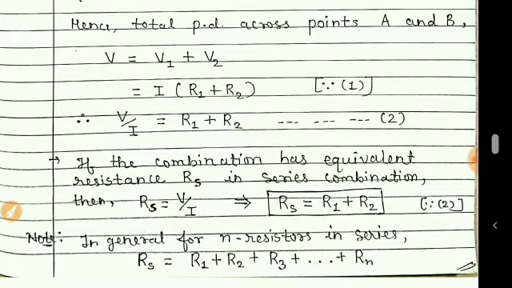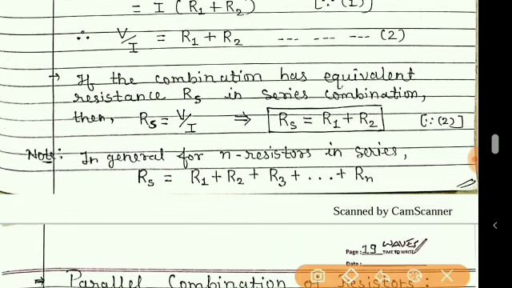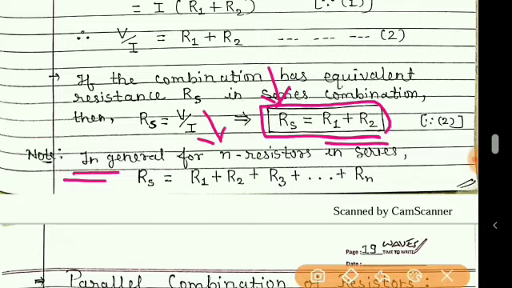So this is the formula for two resistors connected in series, and the equivalent resistance is simply the summation of both the resistors. Now students, in general, if more than two resistors are connected, suppose n resistors are connected in series, then what is the total or equivalent resistance in series combination for these n resistors? It will be simply the addition of all the resistors.